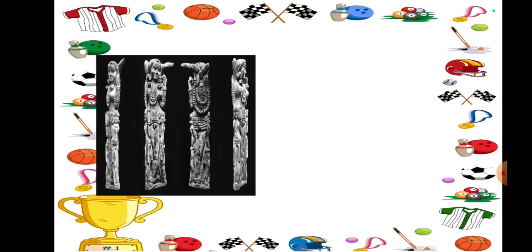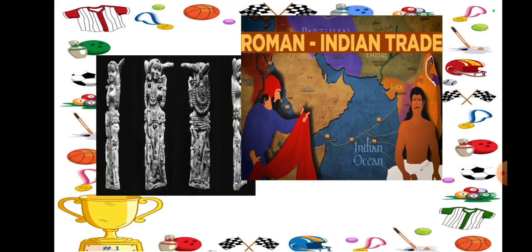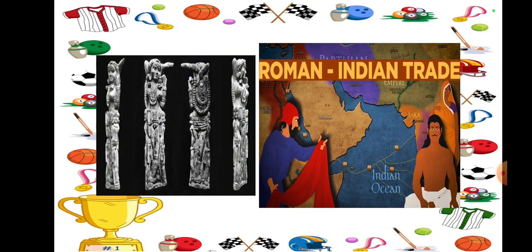Now this is an ivory doll made by Indian craftsmen, found in the excavation of Pompeii, an ancient city in Italy. It is dated to the 1st century. This artifact throws light on the Indo-Roman trade relations. Thus, toys found in archaeological excavation can tell us about cultural contacts between nations in ancient times.